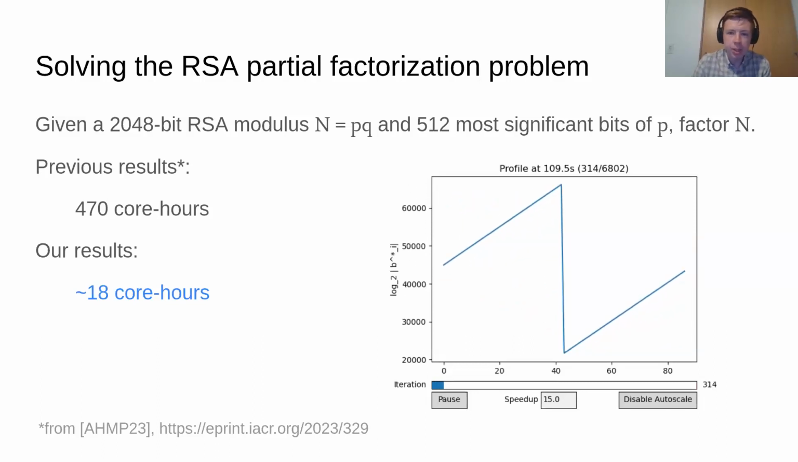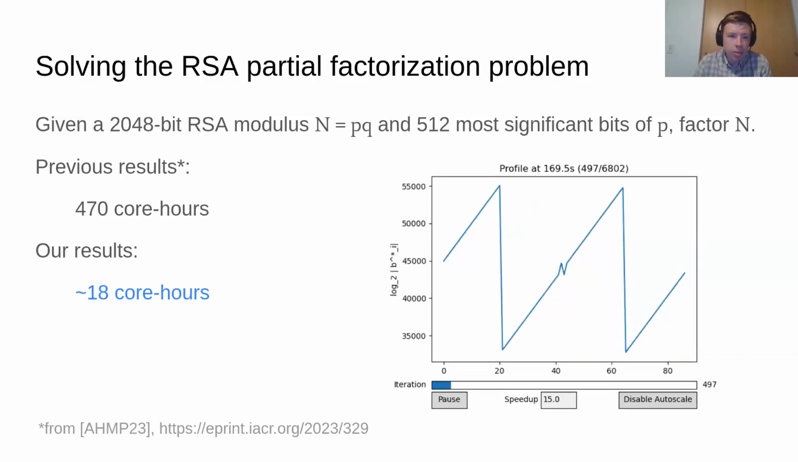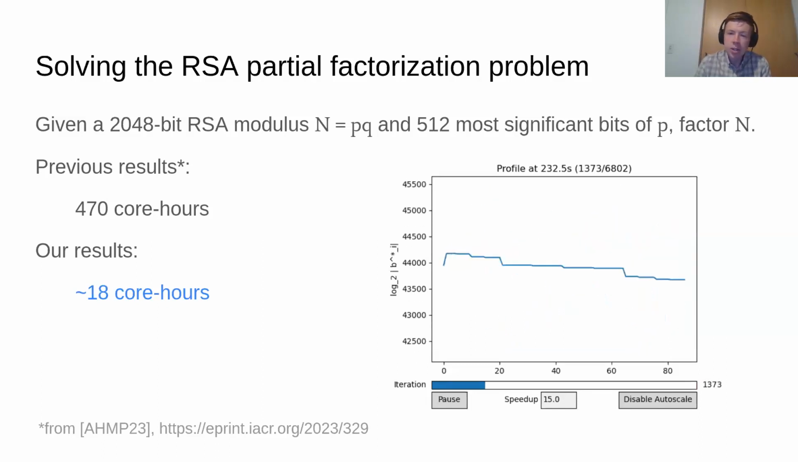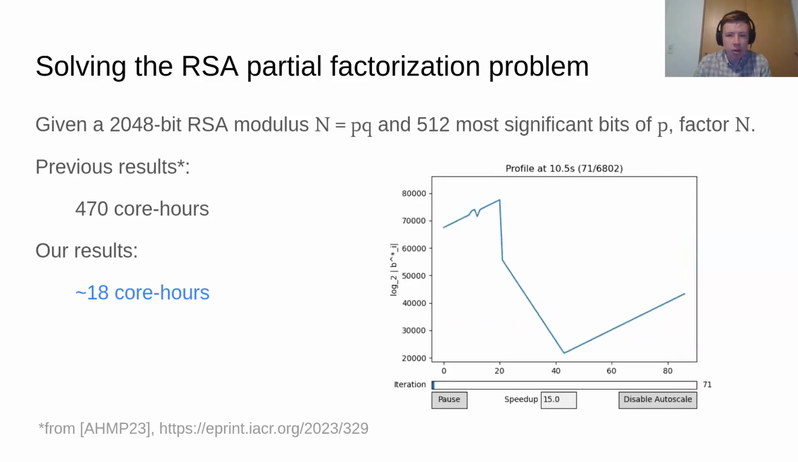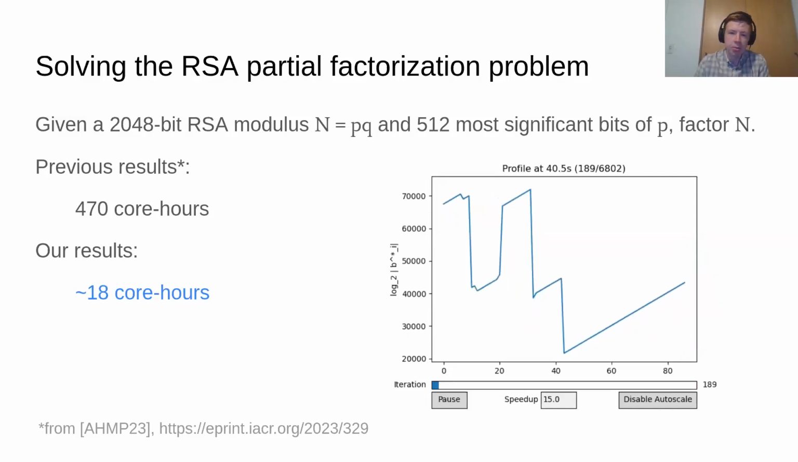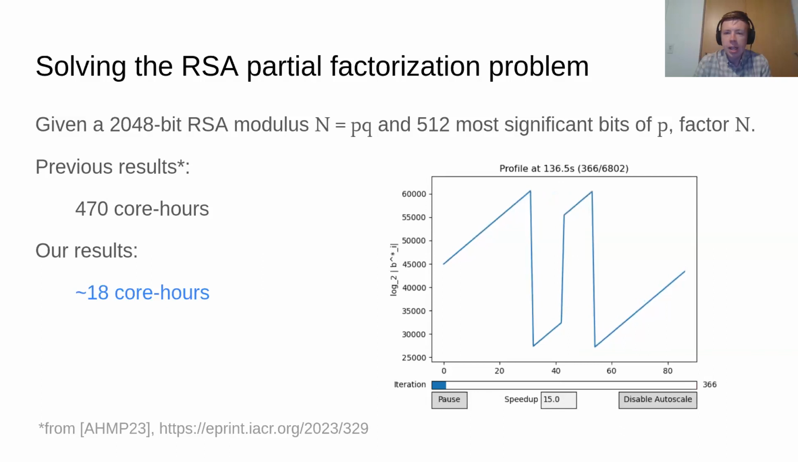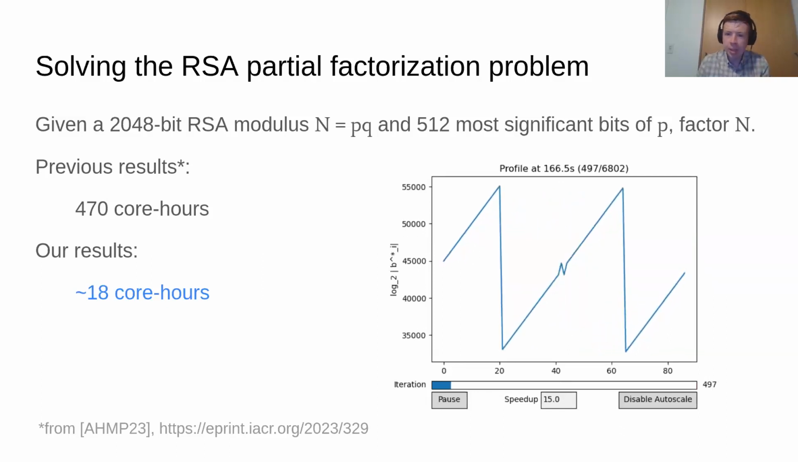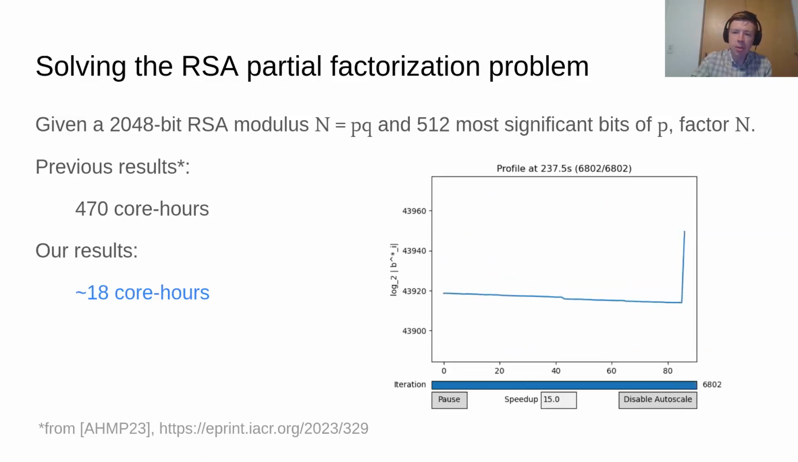So for the previous best results for performing this attack, we took the numbers from a 2023 paper that said it would take around 470 core hours. And using our new implementation of lattice reduction, we get that down to 18 core hours. So that's a 20x improvement over the prior best. Now we have this image on the right that is labeled the profile, and I won't explain exactly what's going on right now, but throughout the course of the talk, hopefully by the end, you'll understand a little bit more about what's going on here.